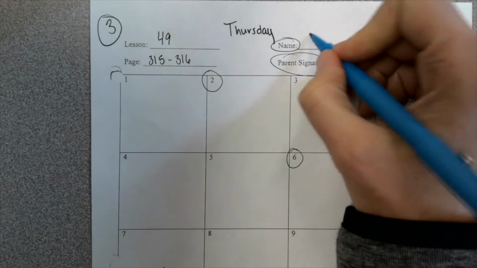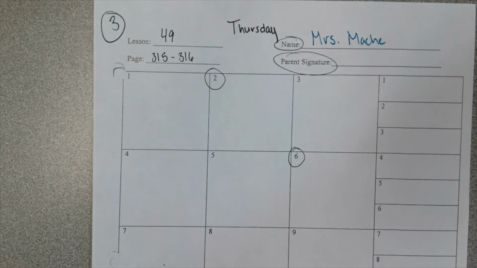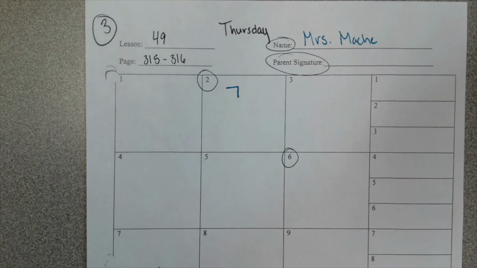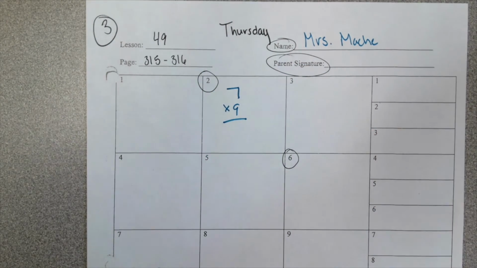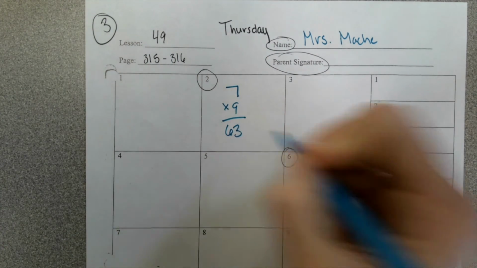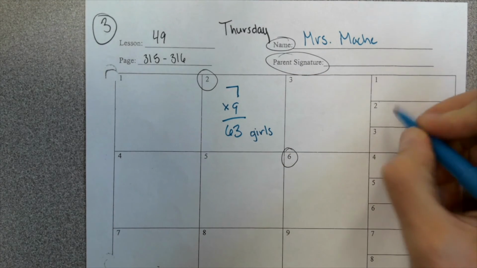Double check you got your name on top. Then we'll start with number 2. There were 7 girls in each row. There were 9 rows. 7 in a group, 9 total groups. So multiply 7 times 9 is 63. How many girls? 63 girls.